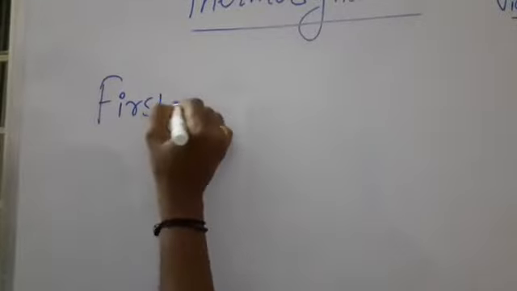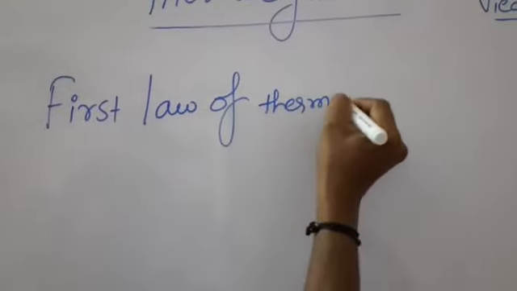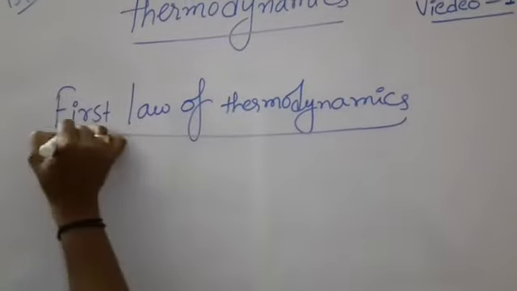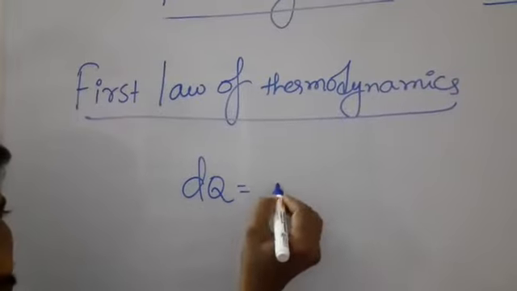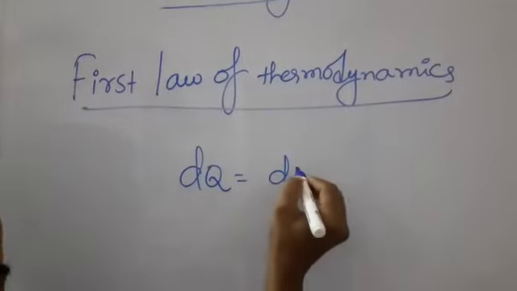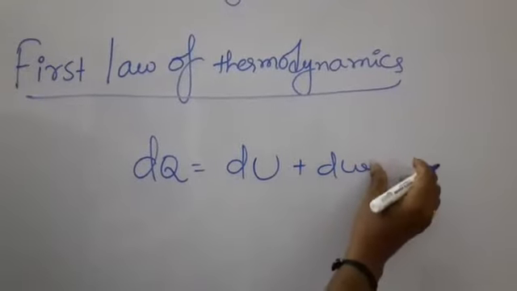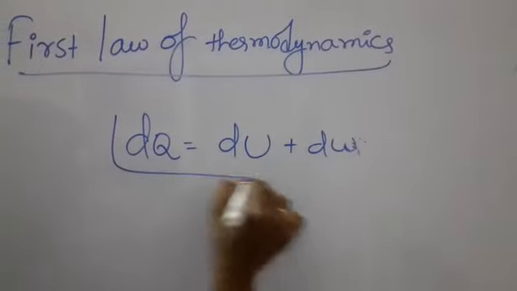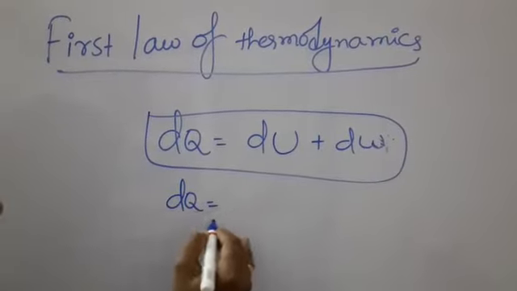First law of thermodynamics. The amount of heat supplied to the system is equal to the sum of the increase in internal energy and the external work. So dQ is equal to dU plus dW. Here dQ is nothing but heat.